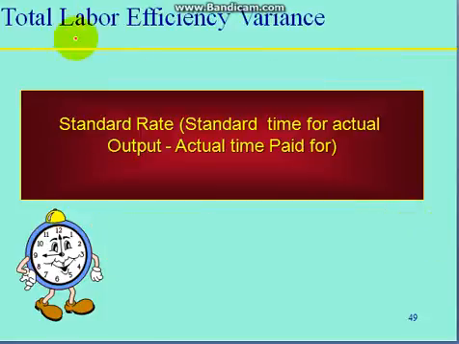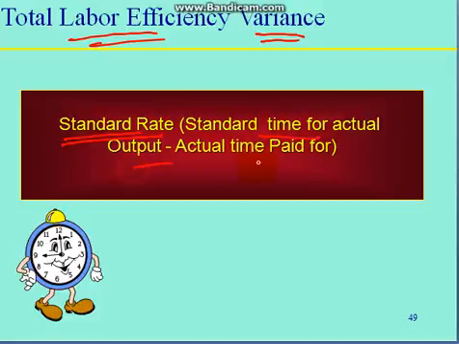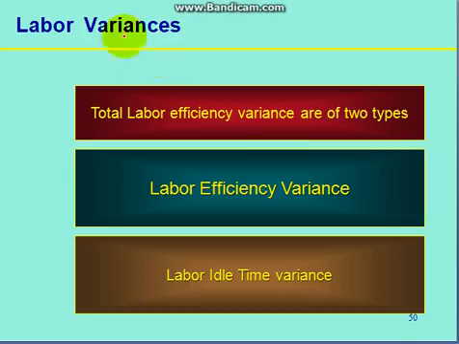Now if you want to calculate total labor efficiency variance, then this is the formula. Standard rate into standard time for actual output minus actual time paid for. If you want to find out the total labor efficiency variance, here the word efficiency is used. So standard rate into standard time for actual output minus actual time paid for. So these are the labor variances.